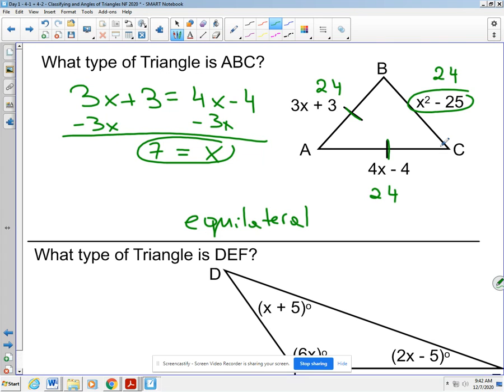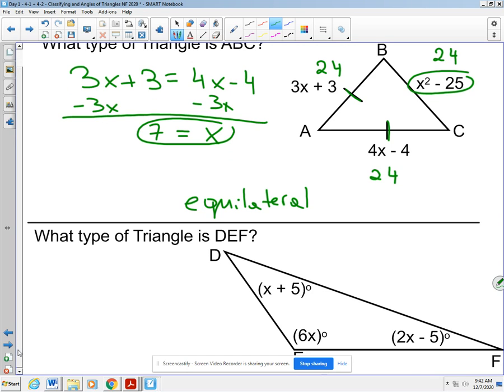Okay, please pause this video and try the example below. What type of triangle is DEF? Again, in this example, we are talking about angles. Okay, what did we learn a few minutes ago? That the interior angles always add up to 180 degrees.